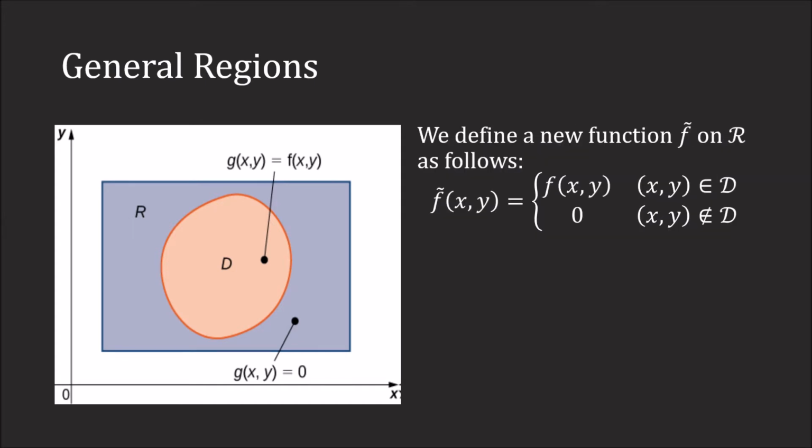So we define a new function, f tilde, on R as follows. f tilde of xy will be f of xy whenever xy is in D, and it will be 0 whenever xy lies outside of D. In other words, f tilde will be f of xy everywhere in here, right? But anywhere else in the rectangular region, f tilde will be 0.